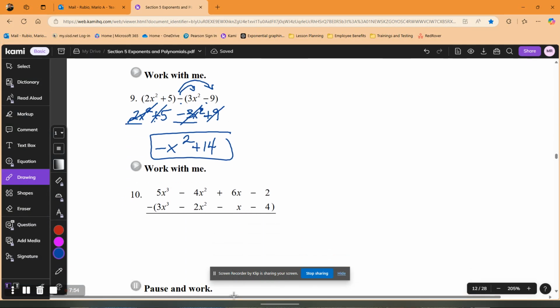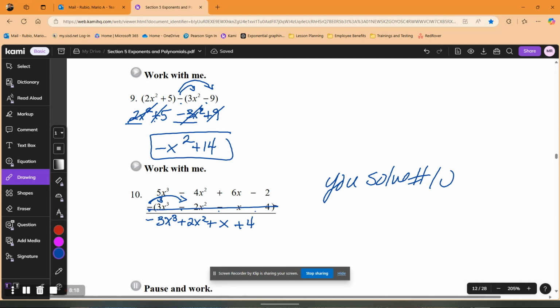I want you guys to solve number 10. But you're going to do the same thing. You've got to distribute this negative to every term. So it's negative 3x cubed. Negative and a negative is a positive 2x squared. Negative and a negative is a positive x squared. Negative and a negative is a positive 4. Okay, cross this out so we don't get confused.